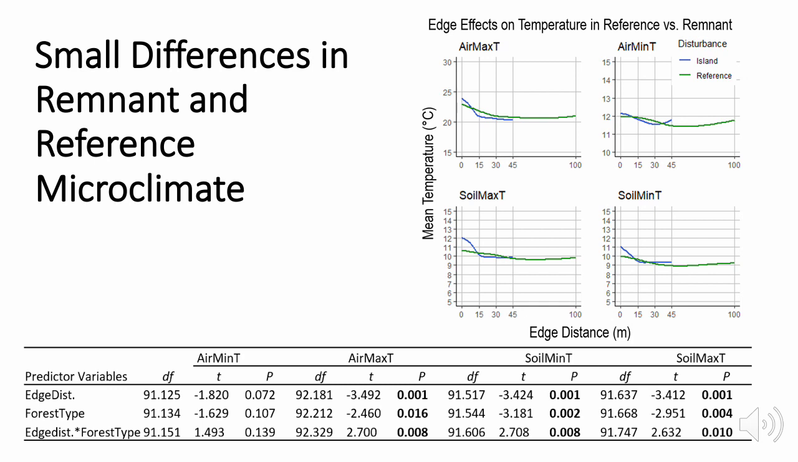When I compared the remnants versus the reference forest, you can again see that the temperatures decrease as we move into the forest. And here we did see an interaction between edge distance and forest type. So what this is showing is that island edges essentially had slightly higher temperatures compared to reference edges.